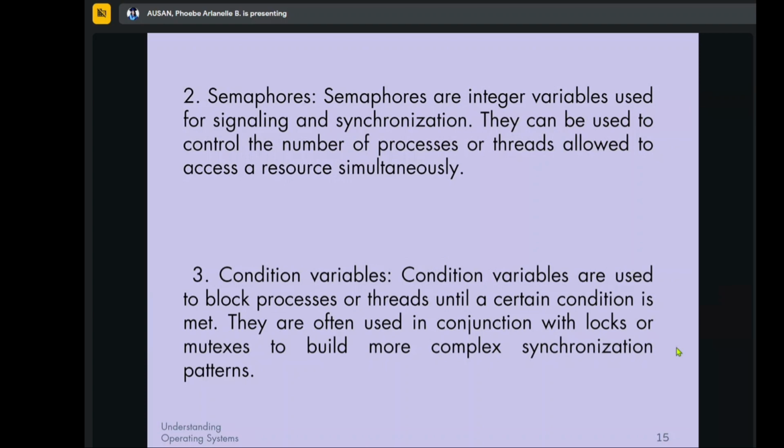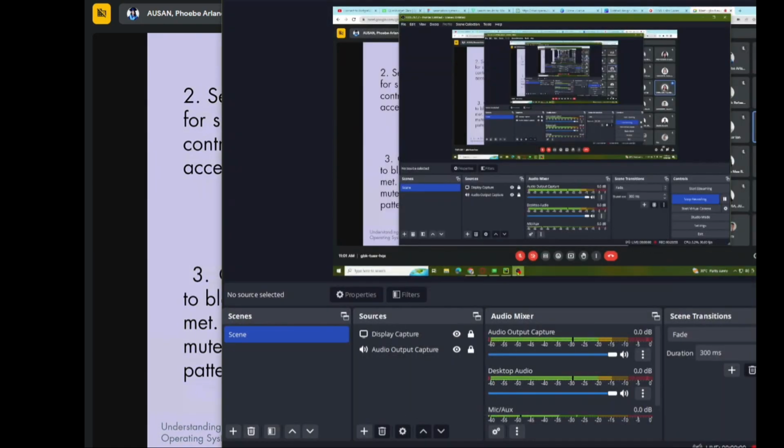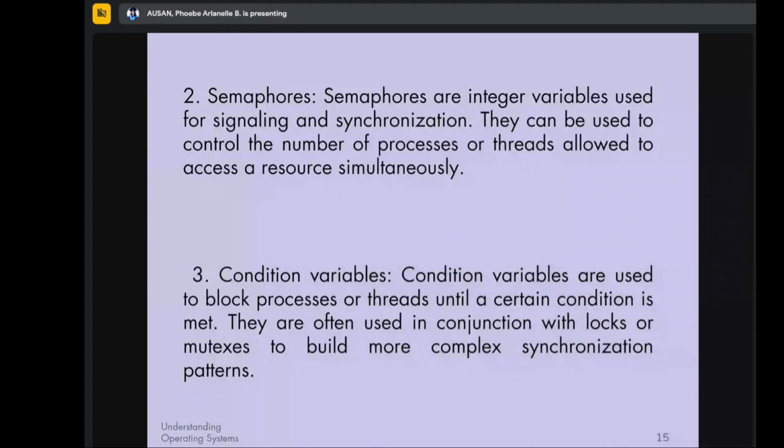Next are the condition variables. These are used to block processes or threads until a certain condition is met. They are often used in conjunction with locks or mutexes to build more complex synchronization patterns, such as producer-consumer or reader-writer scenarios. They allow threads to wait until a certain condition is satisfied before proceeding.